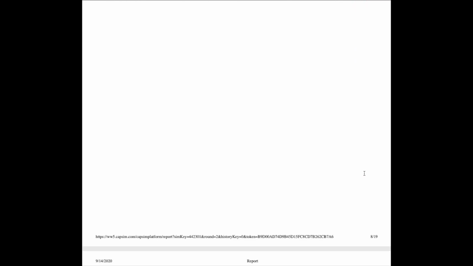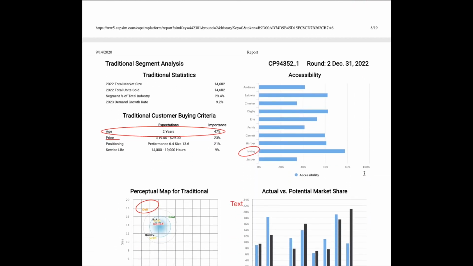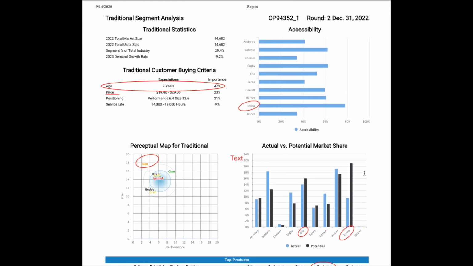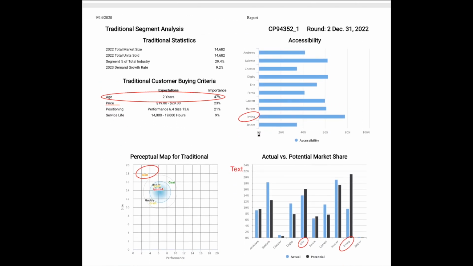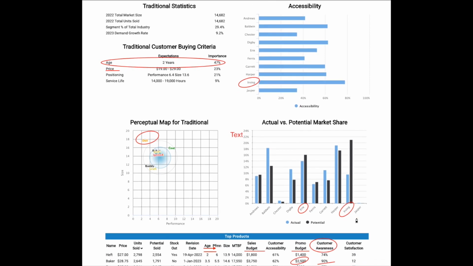All right. Now we are coming to each segment. For the traditional segment, this part is very important. Traditional customer buying criteria: you can see that traditional segment people are paying more attention to age, about 2 years, and that's very important, right? And also the price is between 19 to 29. And Team Irvine is selling a lot of product here in this market segment, right?